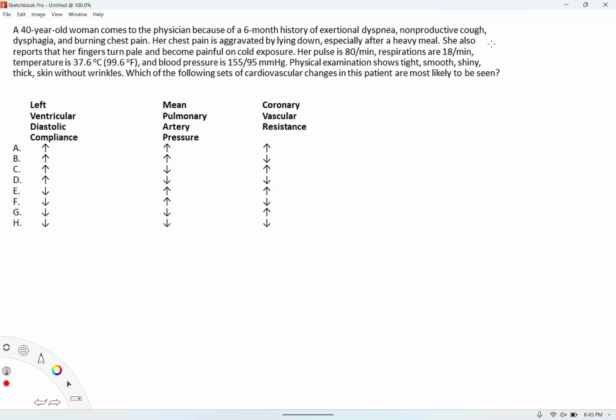Okay, so this is the second part of cardiology questions for USMLE Step-1 that we're going to do. Let's start with this question.